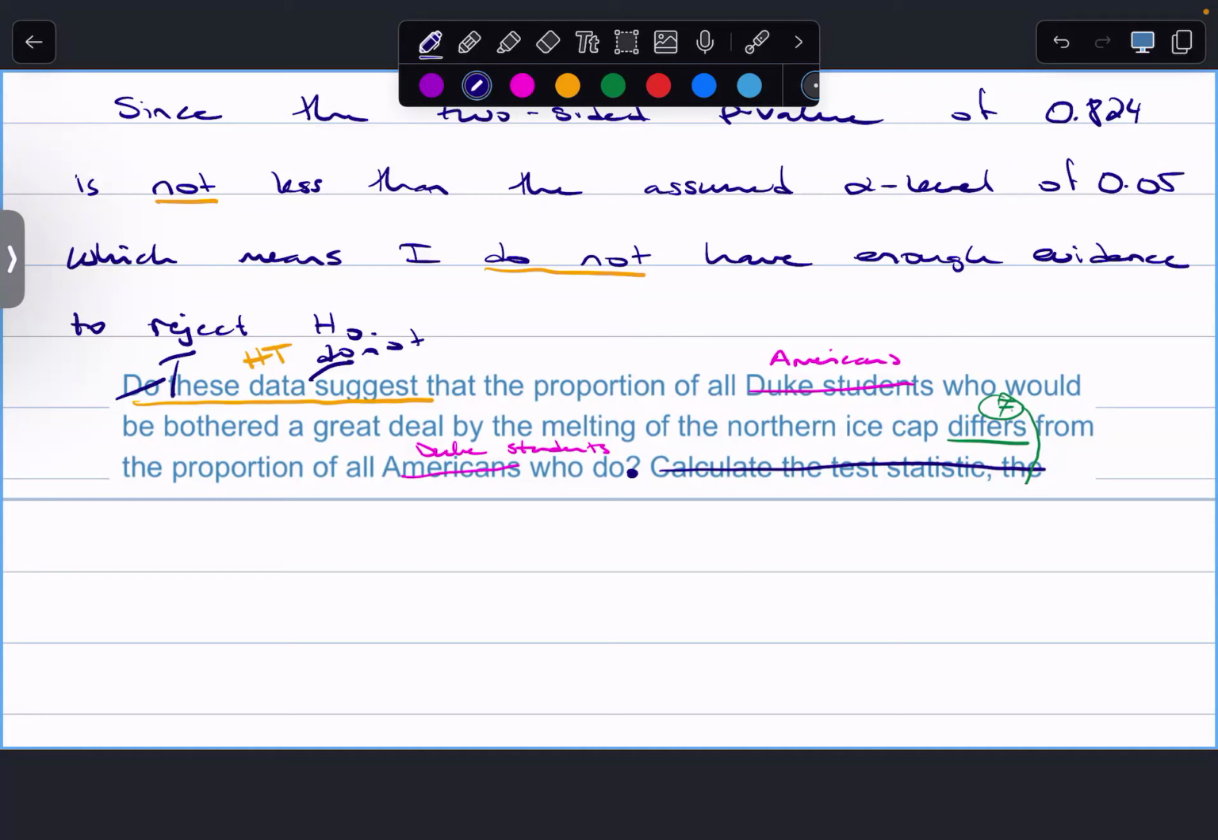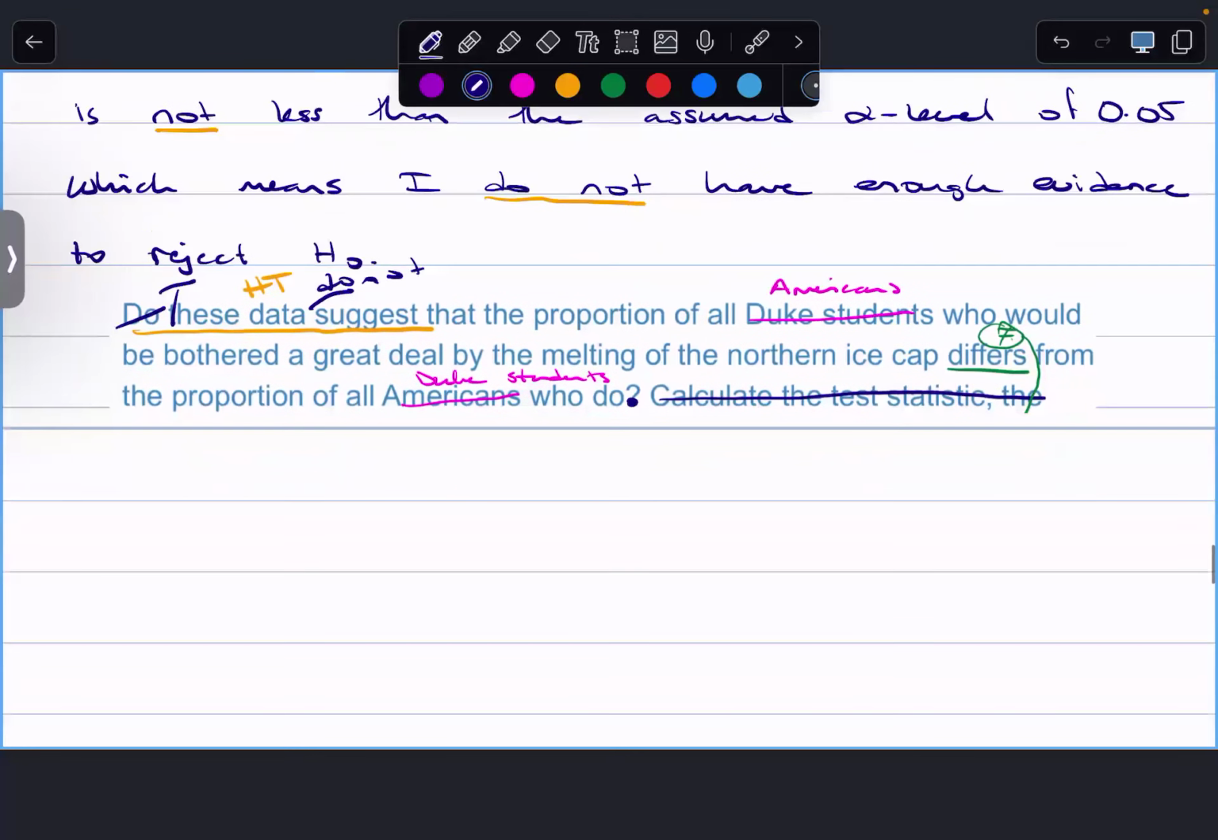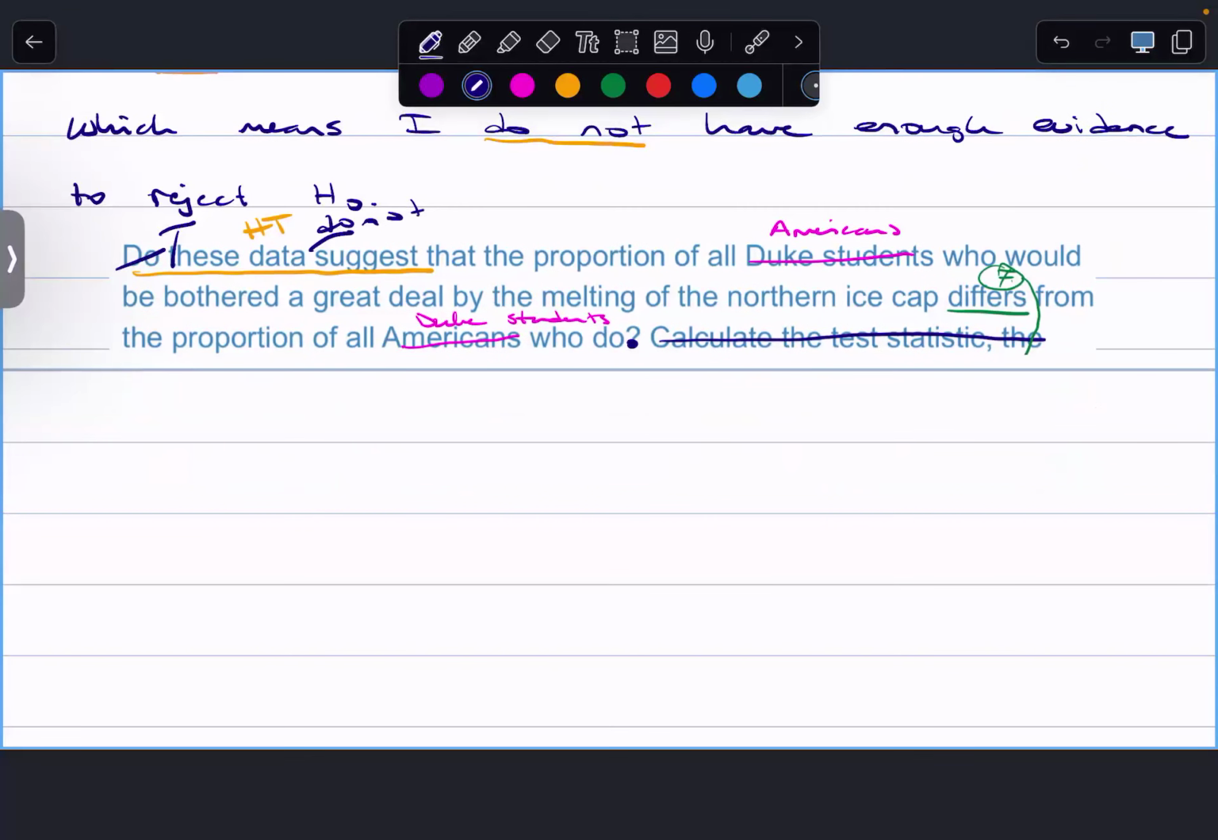Any questions about two sample proportions? No? Okay. Good. We're ready to move on to 3 or more proportions.